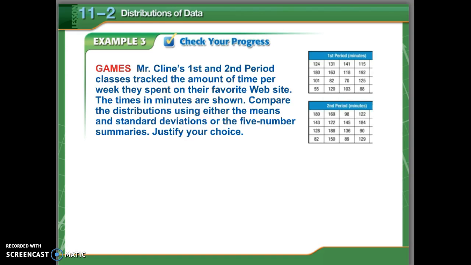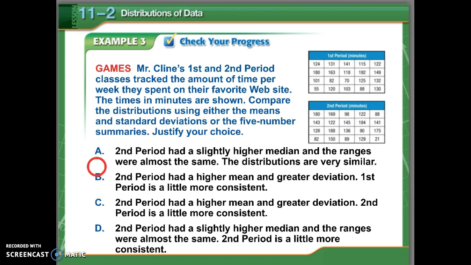Okay, our answer for example 3 is choice B. The second period class had a higher mean and a larger standard deviation. And the first period was a little bit more consistent, meaning that it was probably closer to being symmetric than second period. All right, again, we're going to pause, pick up with the next example in the next video.